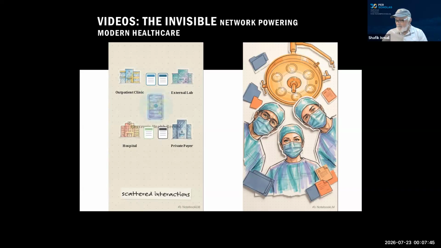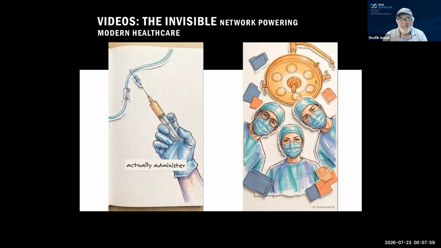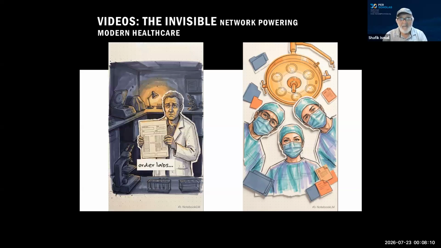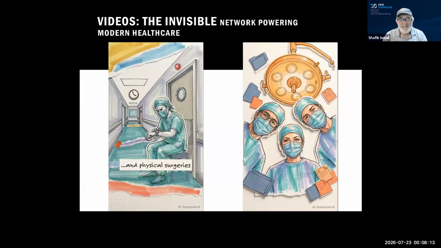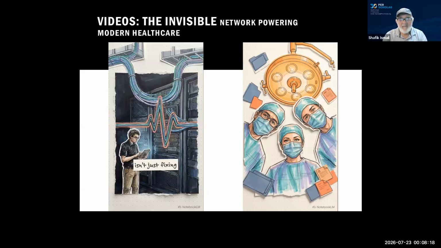It pulls all those scattered interactions into a single live patient profile, a system called the Electronic Health Record, or EHR, and it actively guides care, instantly pushing a severe allergy warning to a nurse's tablet right before they actually administer the medication. But this hyper-connected system is fragile. If one admissions clerk gets locked out of their account, the entire hospital freezes. Care teams can't order labs, billing is completely halted, and physical surgeries are delayed until IT resolves the digital blockage. Healthcare IT isn't just fixing computers. It is the invisible life support system that keeps the entire medical ecosystem from collapsing.